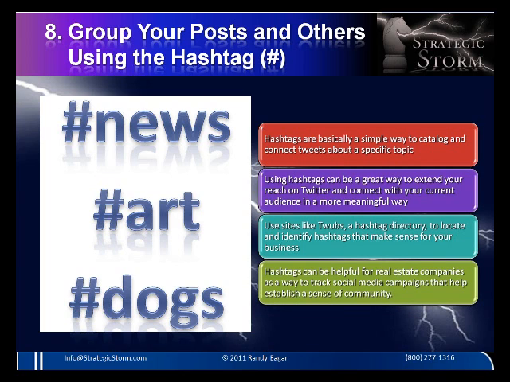While you certainly shouldn't use hashtags to describe all of your tweets, they can be very helpful for real estate companies as a way to track social media campaigns that help establish a sense of community and build your company's brand among your core customers.